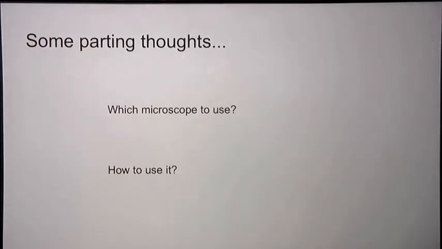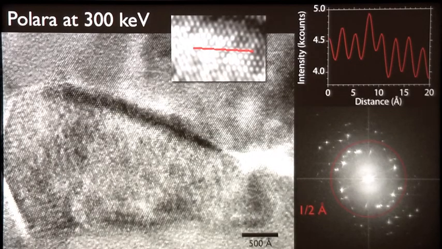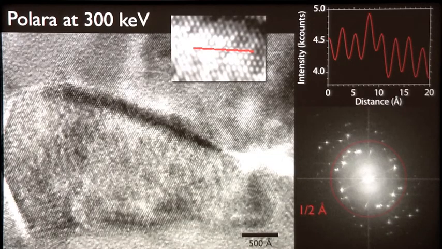Okay, some parting thoughts. What microscope to use? Well, I mentioned, the T12s are really sort of the entry point. You use those for screening. You can use them for diffraction. You can use them for checking all of your grids. But the Polara and the Cryos are really a different type of microscope entirely because they have real FEGs.